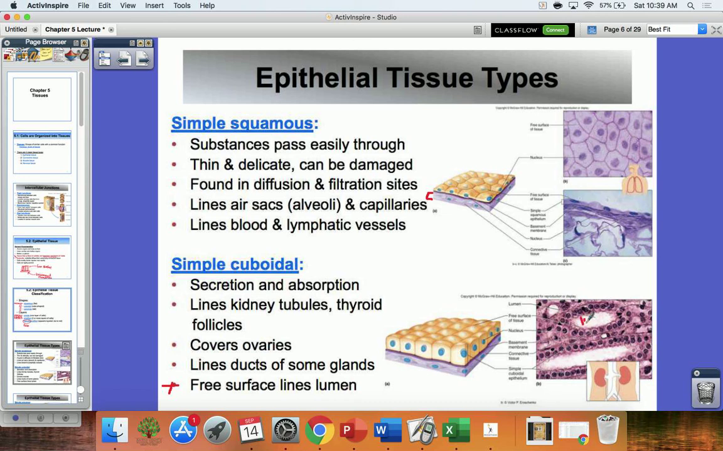So this innermost portion would be the lumen. I'm not sure if you can really see that as I've written. But that means that this part here is the free surface, and on this other side is where you'll find the basement membrane. So if looking at this one, this will be our free surface, because this inside opening is called the lumen. So the inside here will be the free surface of those cells. And then we go to the other side of those cells. That is where you will find the basement membrane.